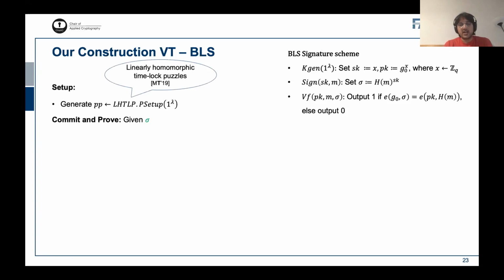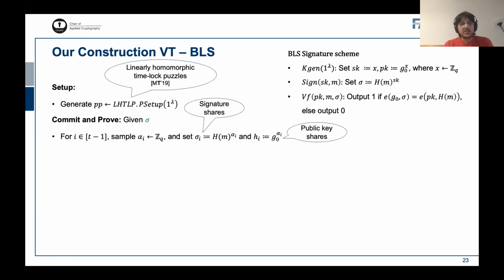So how do you commit and prove? Given a signature sigma, first you generate t minus 1 random samples of alpha I, which are basically integers from ZQ, and you generate BLS signatures. These are just BLS signatures with alpha I as the secret key, and you are also generating the corresponding public key as G0 raised to alpha I. So these are just in the structure of the public key and the signature.